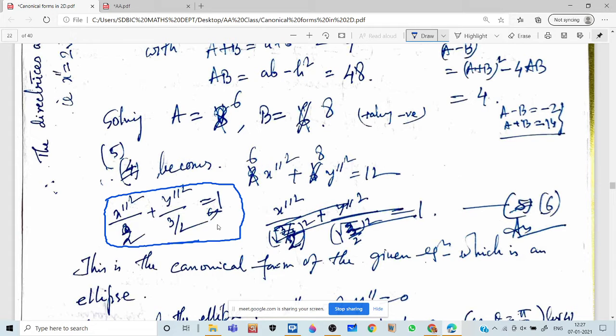If you take the positive sign, then you get A equal to 8 and B equal to 6 alternatively, and then change this, here it is 3 by 2, here it is 2, and so on.